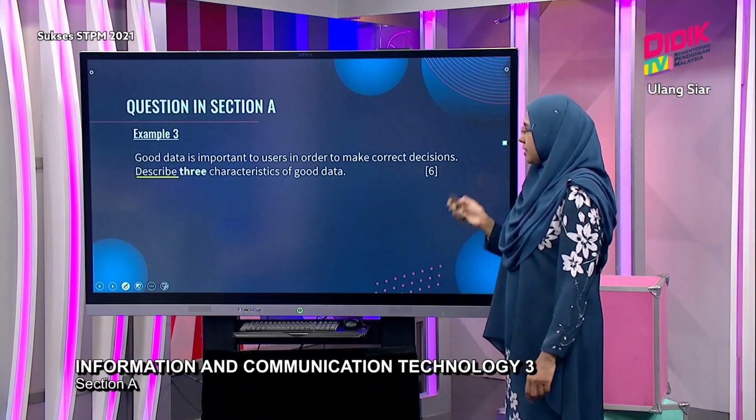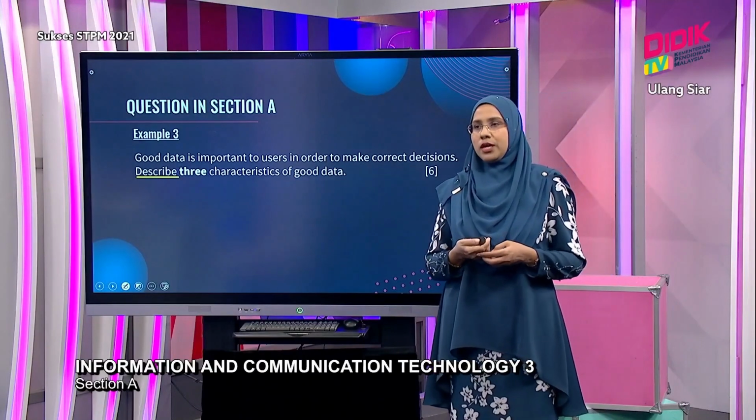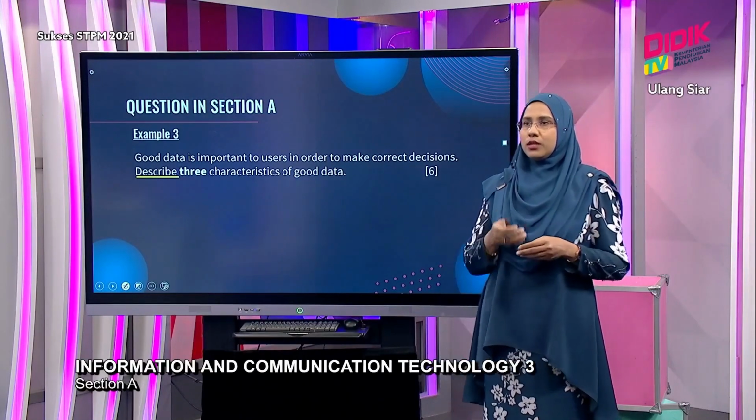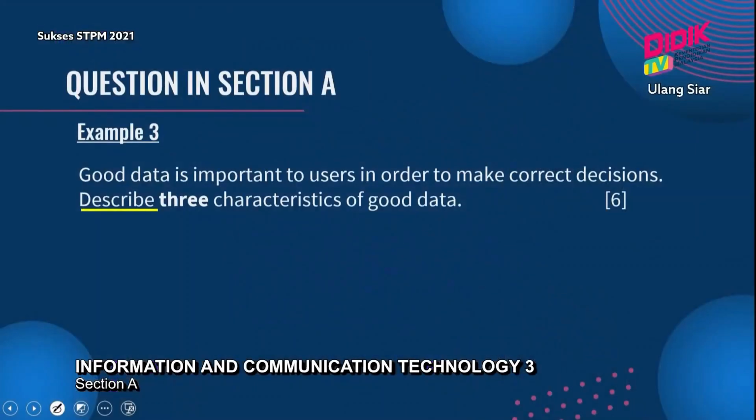Next we look at example 3. Another question: good data is important to users in order to make correct decisions. You are given some information about data, and then the question asks to describe. Describe means a long answer. 3 characteristics of good data. Marks given are 6, so we know that 2 marks are for each.